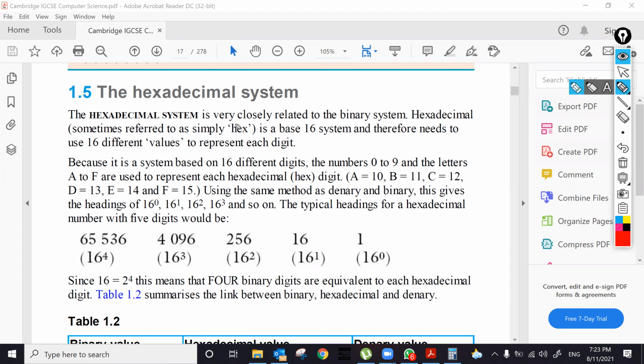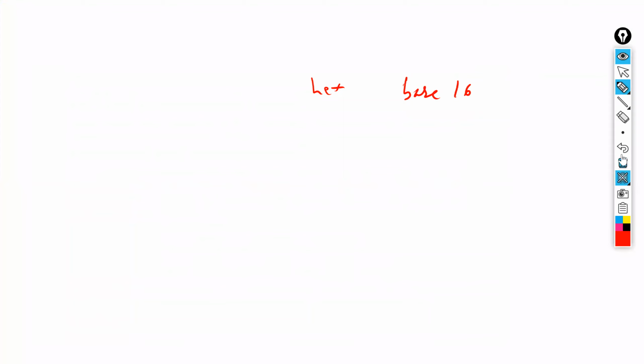The hexadecimal system is very closely related to the binary system. Hexadecimal is sometimes referred to as hex. It's base 16, and therefore it needs 16 different values to represent each digit. The system is based on different digits: it starts from 0 to 9 and then letters A to F.